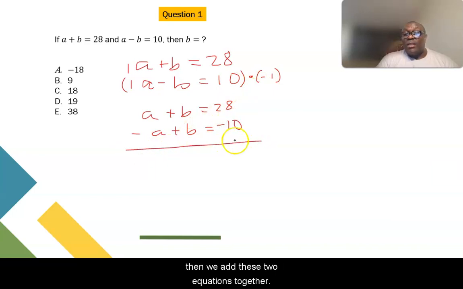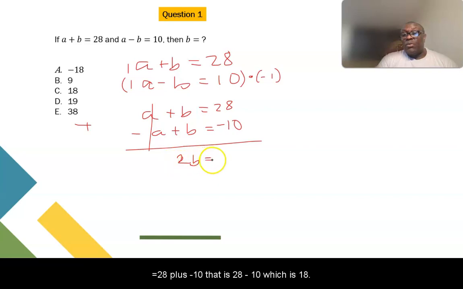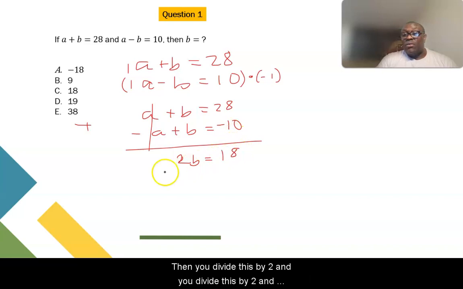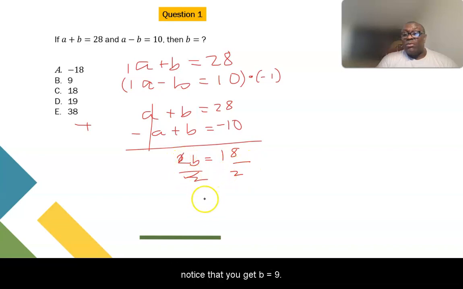And then we add these two equations together. When we do that, a will disappear. Then b plus b is 2b equals 28 plus negative 10. That is 28 minus 10, which is 18. Then you divide this by 2 and you divide this by 2, and notice that you get b equals 9. So your solution there is b equals 9. And that's how you get that.